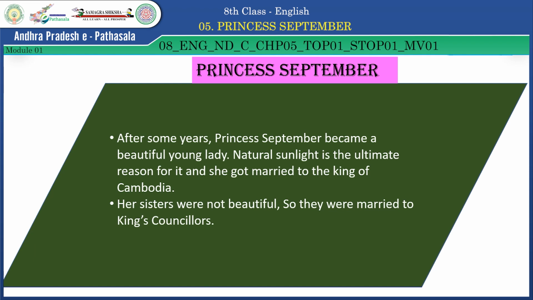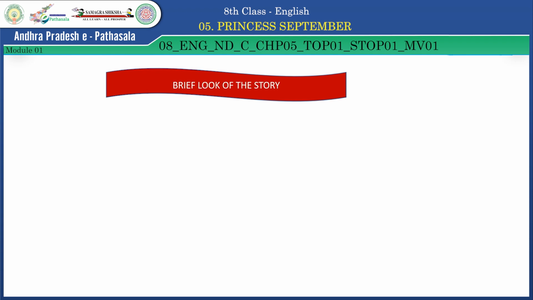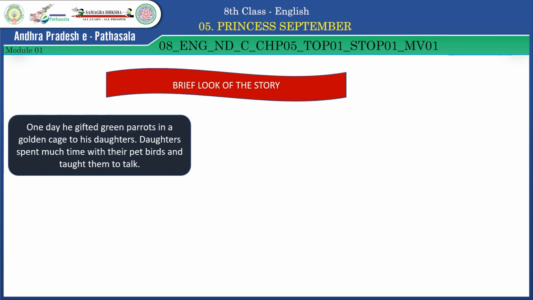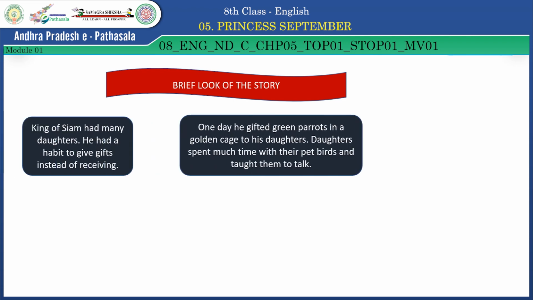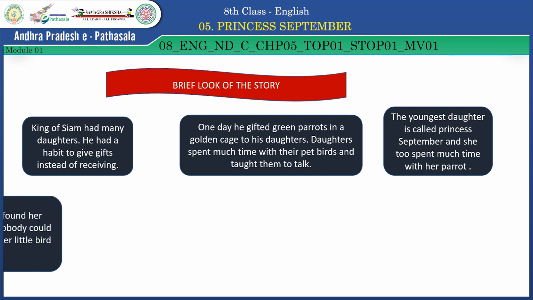Let us see the brief look of the story Princess September. The king of Siam had many daughters. He had a habit of giving gifts instead of receiving. One day, he gifted green parrots in a golden cage to his daughters. The daughters spent much time with their pet birds and taught them to talk. The youngest daughter is called Princess September, and she too spent much time with her parrot.